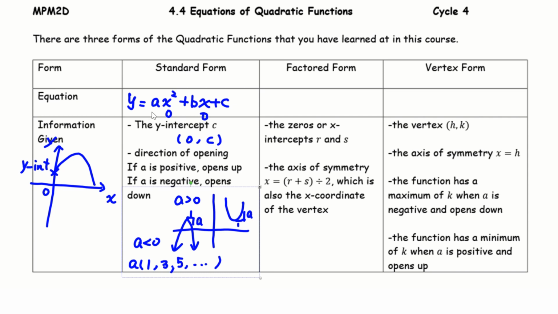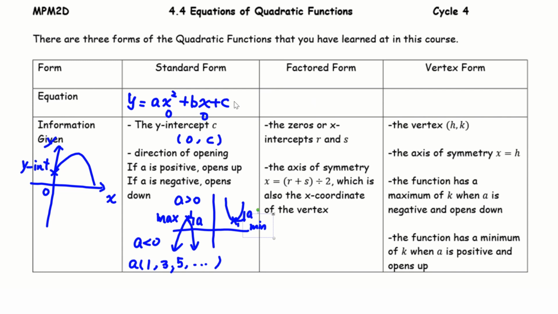So from the standard form, you are able to tell the y-intercept right away, and also you can tell whether the parabola opens up or down. If the parabola opens up, at the vertex you will have a minimum value, and if the parabola opens down, at the vertex you will have a maximum value. Okay, so this is the information you can get from standard form.